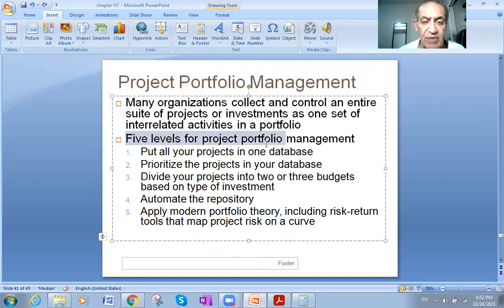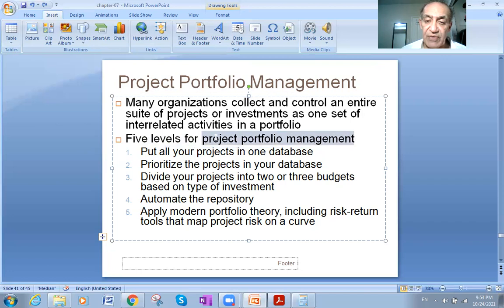There are 5 levels of project portfolio management, and this is our second topic, the project portfolio. The word portfolio means all the assets within one, for example, stocks and bonds and cash, all together. The portfolio means like a purse or a wallet, including all the kinds of investments together. Put all your projects in one database.